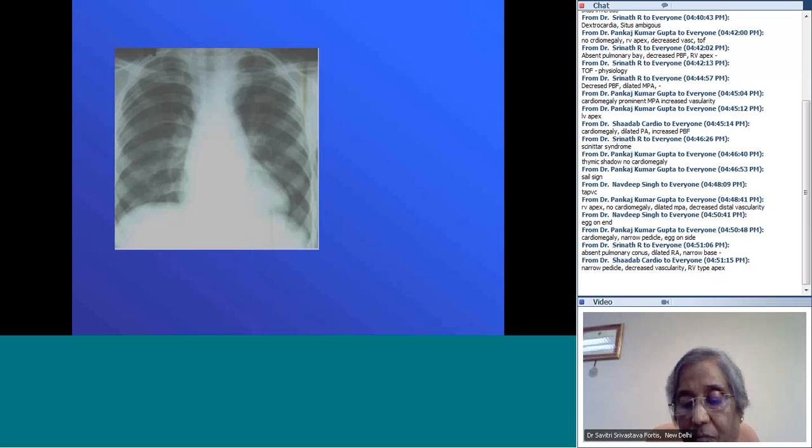This is a very interesting X-ray. See for some time, otherwise I'll give you some hints on this X-ray if nobody picks up. Okay, I'll just ask you to concentrate on these areas which I'm marking 1, 2, and 3. Now I think you can give the diagnosis.